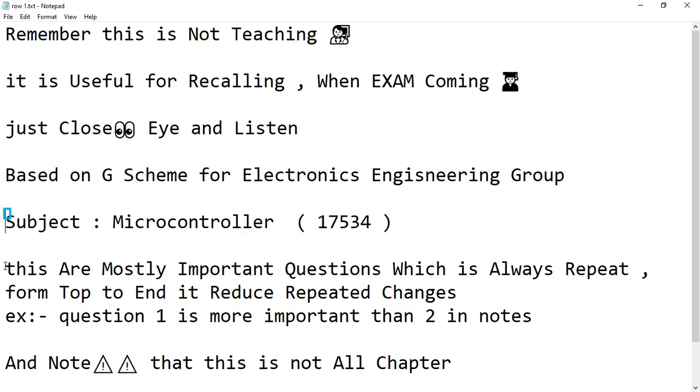17534. These are mostly important questions which are always repeated. From top to end, it reduces repeated changes. Question 1 is more important than 2 in the notes. And note the warning that this is not all chapters.